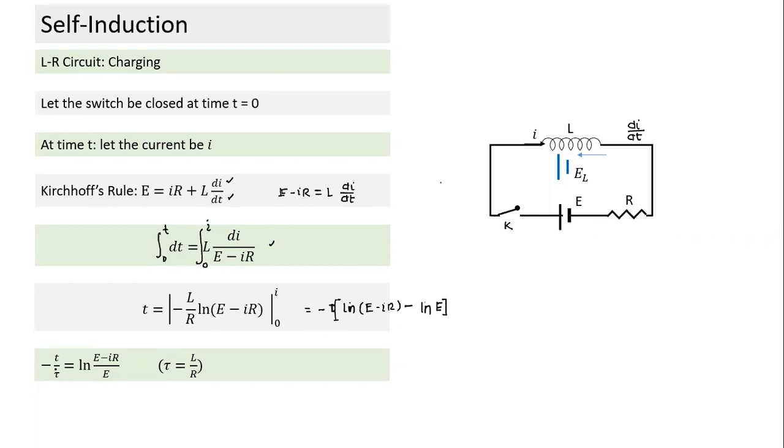So this is what we get, minus t by tau, and we realize this term, we had done it before, and it's not very complicated. We get I is equal to E by R, into 1 minus e raised to power minus t by tau.